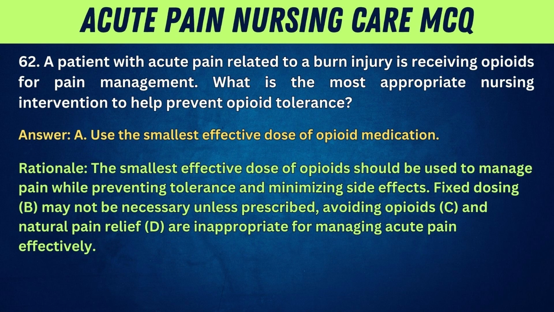Answer. A. Use the smallest effective dose of opioid medication. Rationale. The smallest effective dose of opioids should be used to manage pain while preventing tolerance and minimizing side effects. Fixed dosing, B, may not be necessary unless prescribed. Avoiding opioids, C, and natural pain relief, D, are inappropriate for managing acute pain effectively.